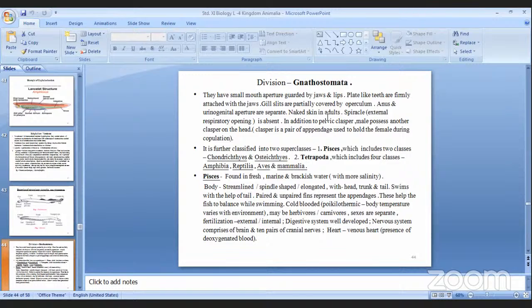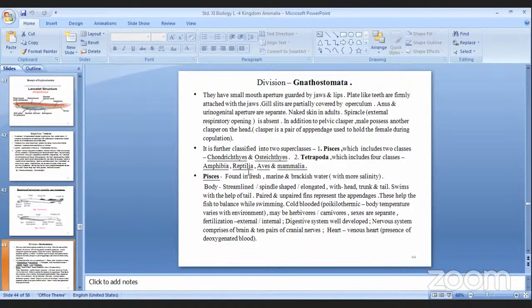Naked skin in adults. Spiracles, the external respiratory openings, are absent. What are spiracles? They are the respiratory openings present externally, outside. Then, in addition to the pelvic clasper, the male possesses another clasper on the head. Students, what is a clasper? It is a pair of appendages which helps to hold the female during copulation, right?